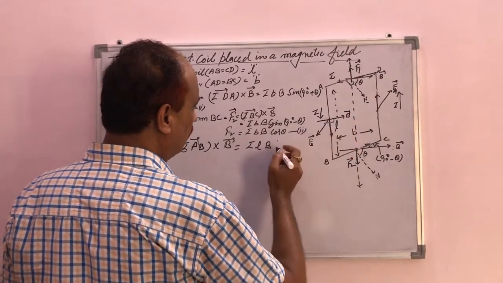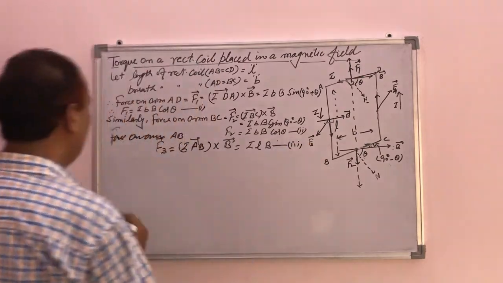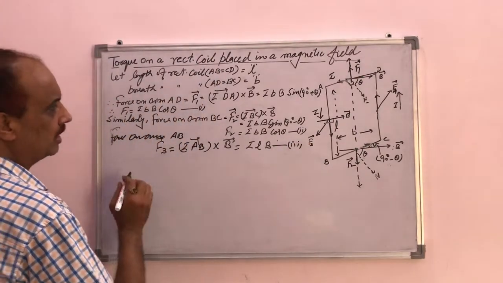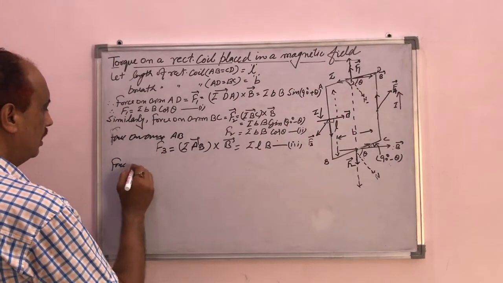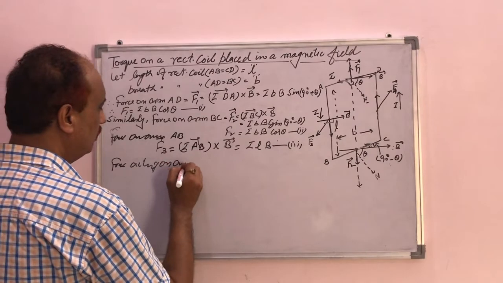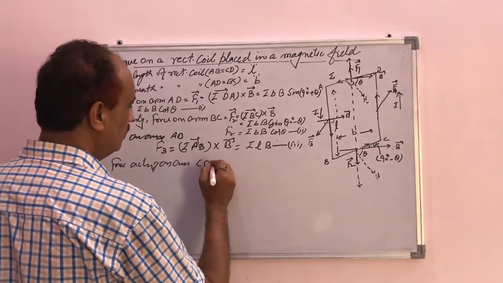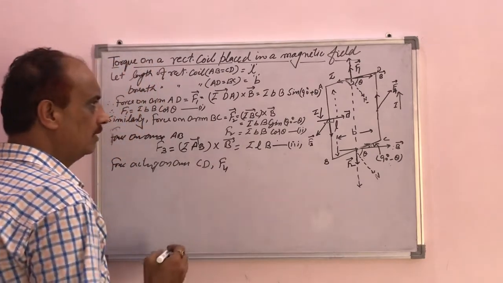So sin 90 equals 1. So that is equation number 3. Similarly, we can find out the force acting on the arm CD. In the same pattern, let it be equal to force F4.